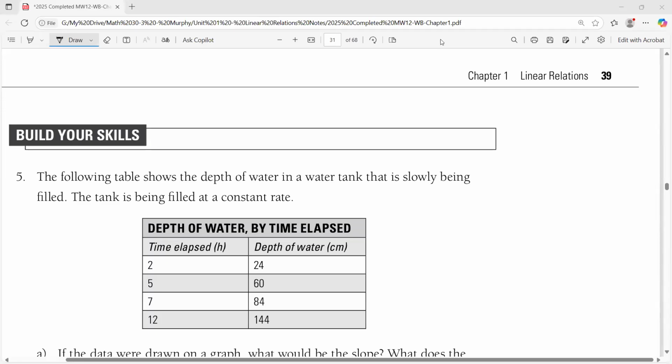Okay, so this is the Build Your Skills, Lesson 7, Part 2.